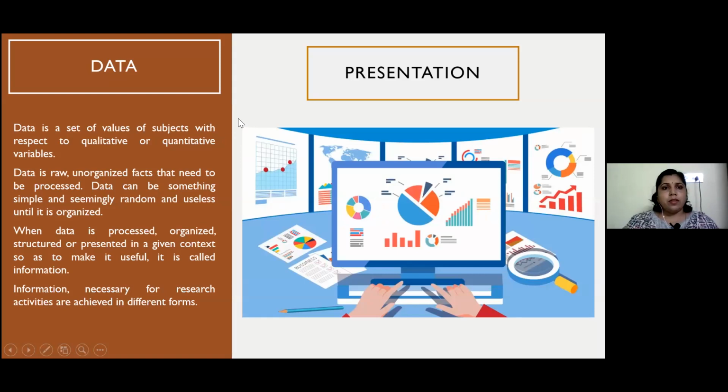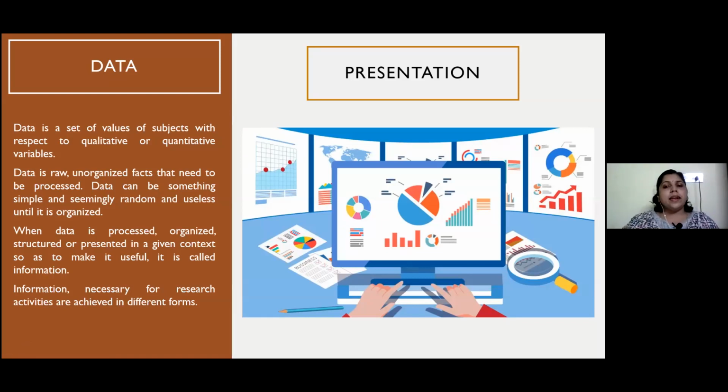So let me go to the next slide, that is data. Data, as I told you, is a plural term. Data is a set of values of subjects with respect to qualitative and quantitative variables. It is nothing but information values, which could be numerical. Sometimes the values can also be non-numeric. Based upon certain expressions or levels of intelligence, grades can be given, and that is also called data.